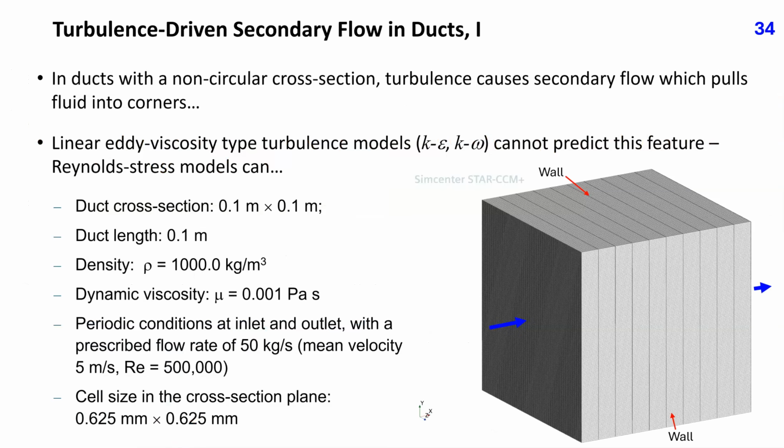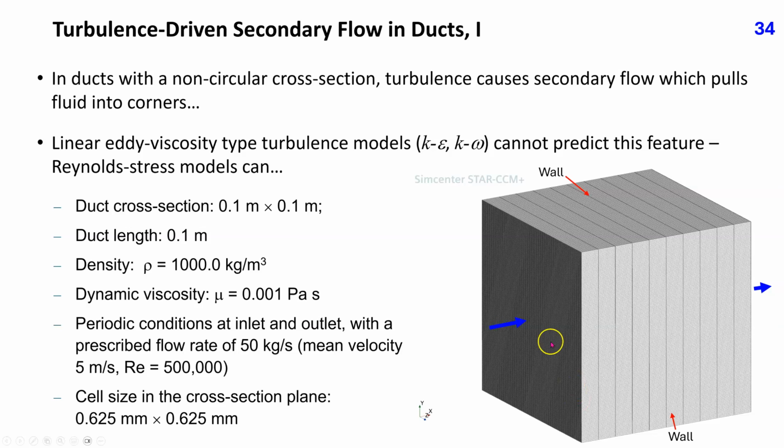The last test case is devoted to turbulence-driven secondary flow in a duct with a square cross-section. In ducts with a non-circular cross-section, turbulence causes secondary flow which pulls fluid into corners. Linear eddy viscosity type turbulence models, like k-epsilon and k-omega, cannot predict this feature. Reynolds stress models and some nonlinear eddy viscosity type models can.